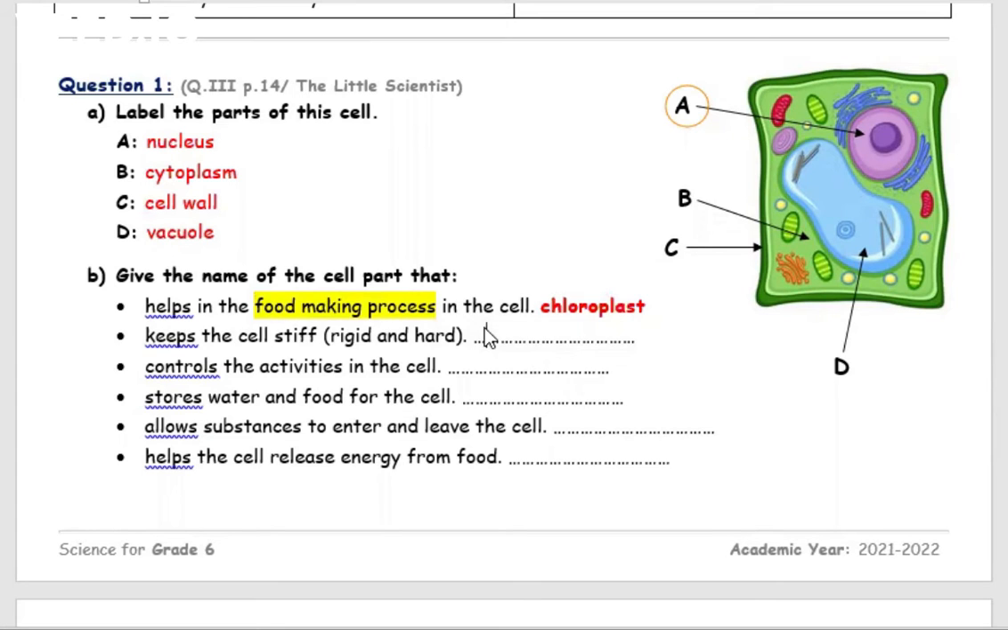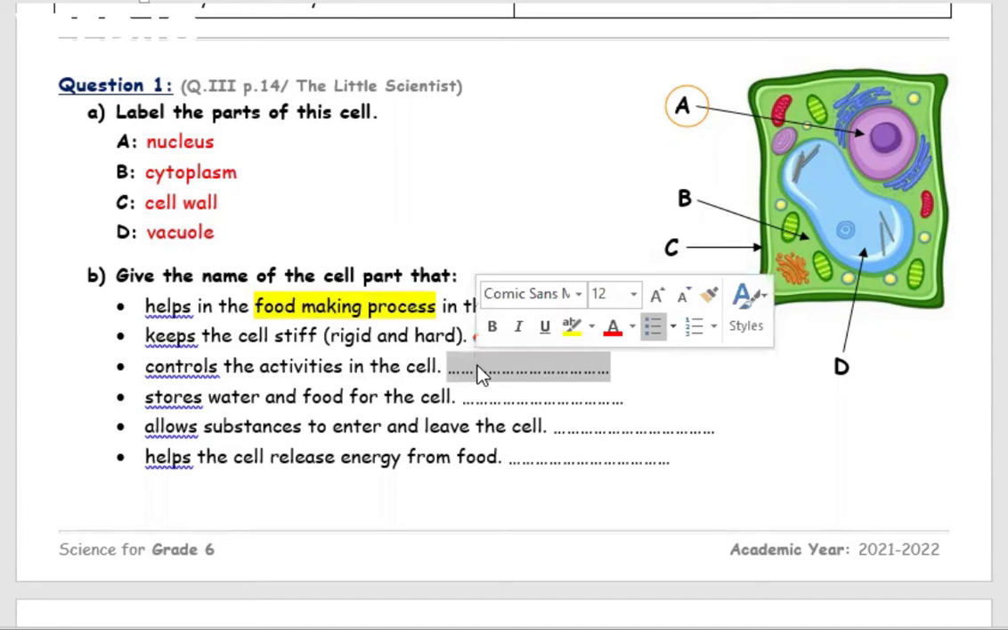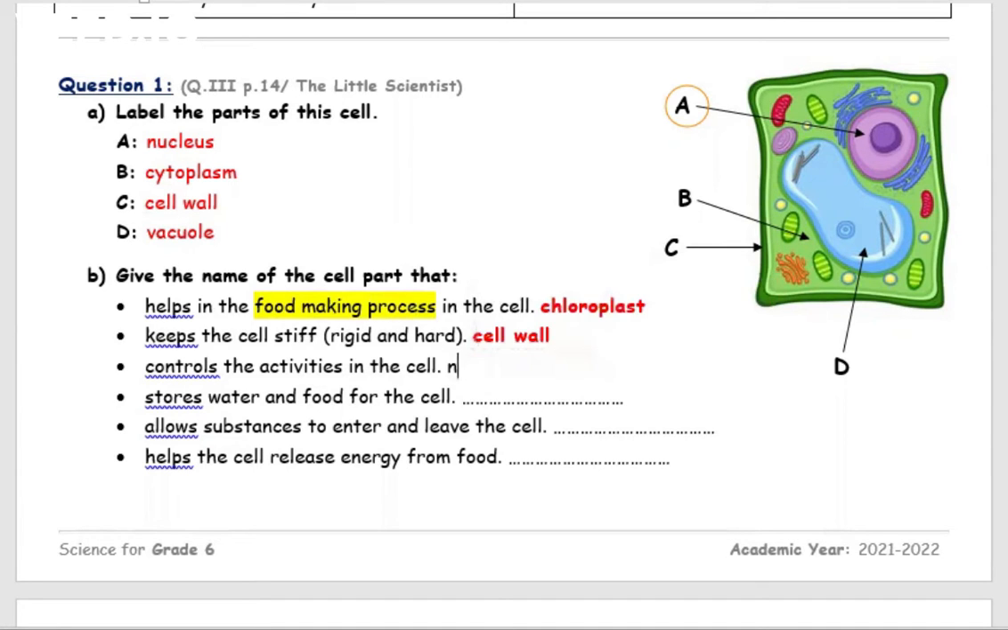What keeps the cell hard and strong? As you know, plants do not have bones, but they have cell walls. Cell walls help keeping the cell stiff and hard and strong. Which organelle or which part controls the activities in the cell? Here we're talking about the control center, which is the nucleus.